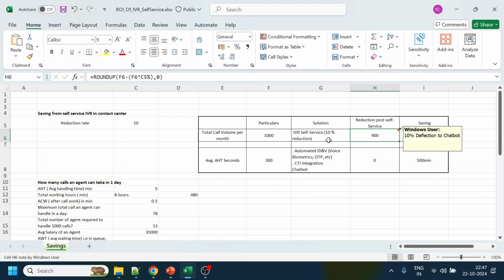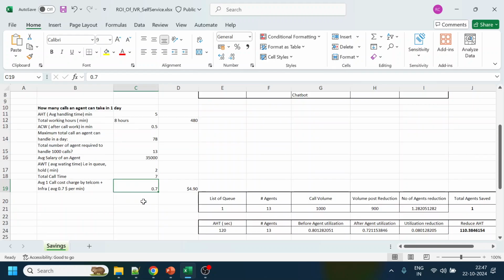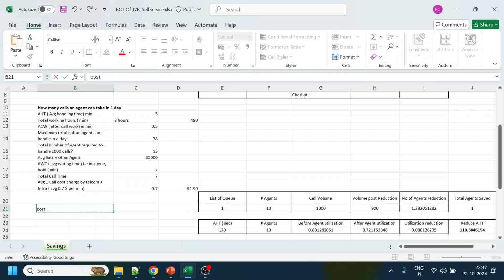Okay, now what exactly is the saving? Saving is basically, let's say your contact center call costs 0.7 cents. I have considered this the very bare minimum. Usually it can go up to $2. Why am I saying this? Because for a contact center, let me do a little breakdown. What are the costs for a call?